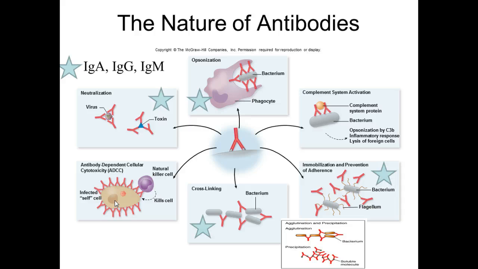Anyone know? What's our most abundant one in our body? The longest lived antibody? IgG. Yep, IgG. Can cross the placenta, right?